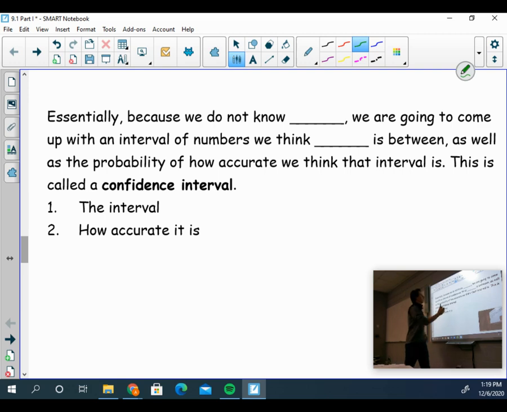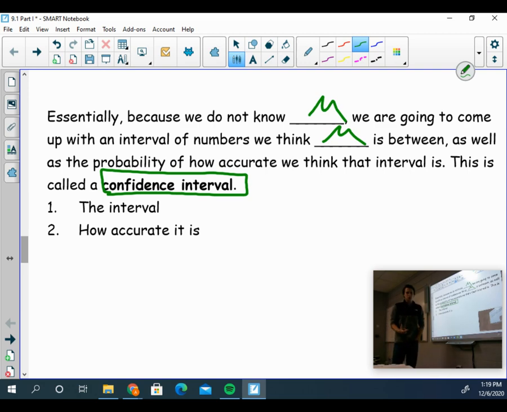Because we don't know the population mean, we are going to come up with an interval of numbers we think the population mean is between, as well as how accurate that interval is. This is called a confidence interval. We don't know a piece of population data, a parameter, the population mean. So we're going to predict it with the statistic that corresponds to it, the sample mean, by using that sample mean to come up with some interval of numbers we think the population mean is between.